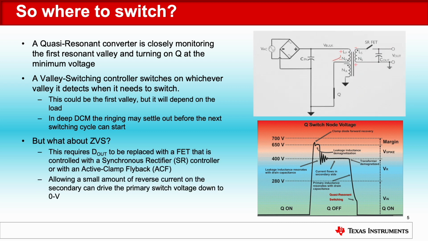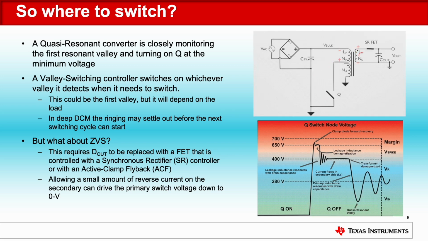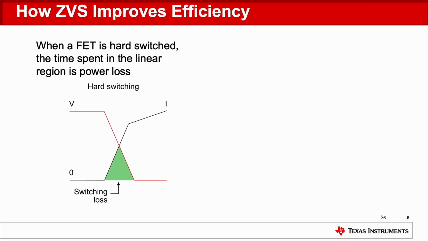So what about ZVS, or zero voltage switching? This requires the output rectification diode D-out to be replaced with a FET that is controlled with a synchronous rectifier, as with our active clamp flyback controller. This allows a small amount of reverse current on the secondary, which can drive the primary switch voltage down to 0 volts. So why does zero voltage switching improve efficiency?